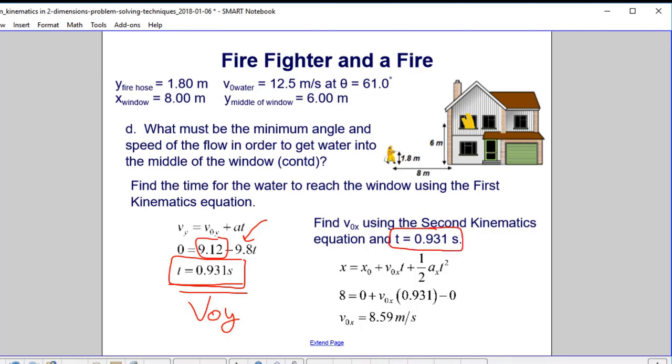We will use the second kinematics equation in x, and here's 8. This is how far it is to get to the house in the x direction. We're saying that our initial x position is 0. Here's v0x, which is what we're trying to find. Here's the time it takes to hit. And our x velocity, the initial x velocity, will be 8.59 meters per second.